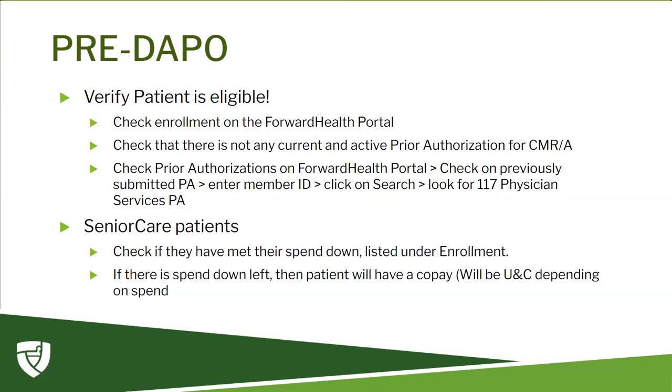Also, when you're checking their eligibility, you go into the enrollment button. Check if they have a spend down, if they are Senior Care. It'll say right in there, Senior Care, and it will list right in that patient section if there's a spend down. If there's a spend down left, they'll have some type of copay. We usually want to hold off on doing a CMR with that patient, because they usually use that spend down towards prescriptions.